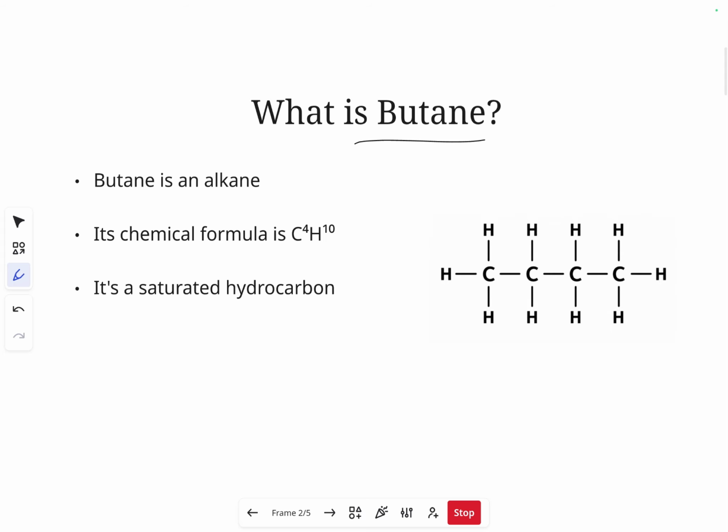What exactly is butane? Butane is a simple alkane that is made up of 4 carbon atoms and 10 hydrogen atoms. It is a saturated hydrocarbon, meaning all of its bonds are single bonds, as you can see over here.